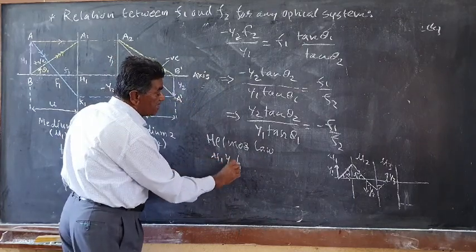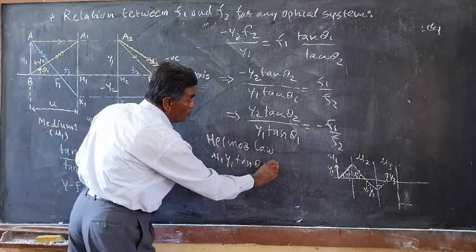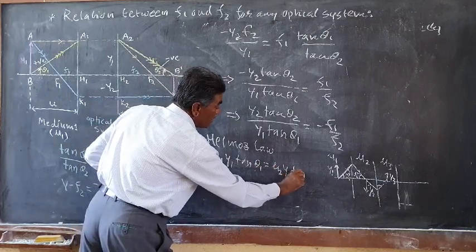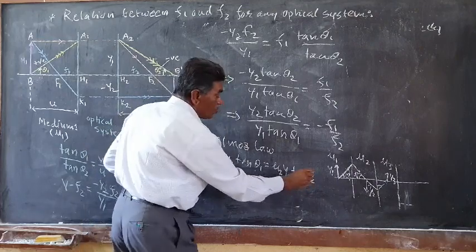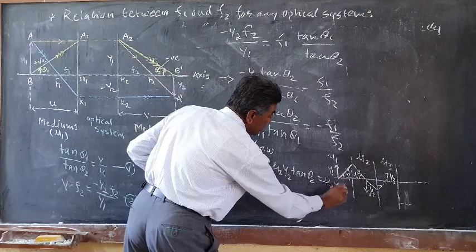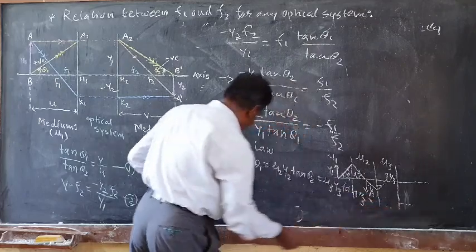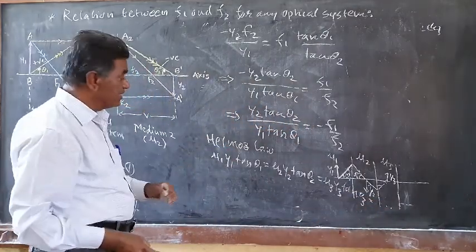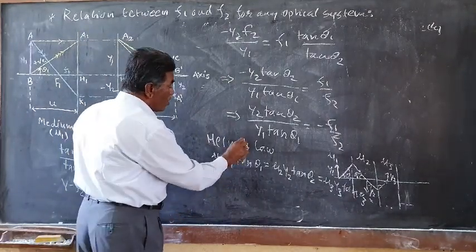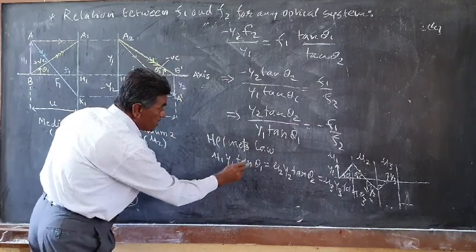mu1 y1 tan theta 1 is equal to mu2 y2 tan theta 2, and this will also be equal to mu3 y3 tan theta 3, and so on. If there are n media, we can write it like this. This is the Helmholtz law. We can write from this equation mu1 y1 tan theta 1.